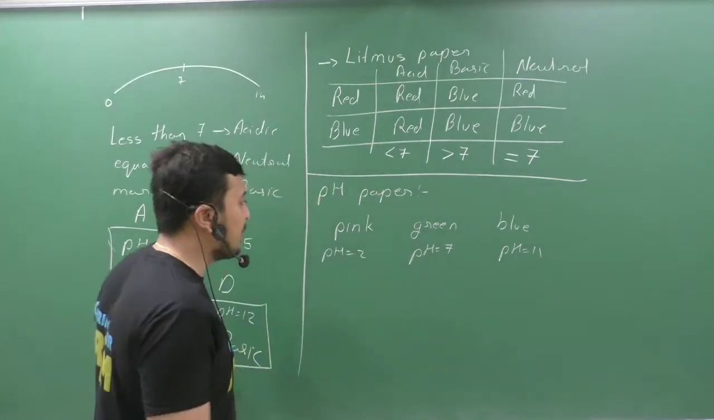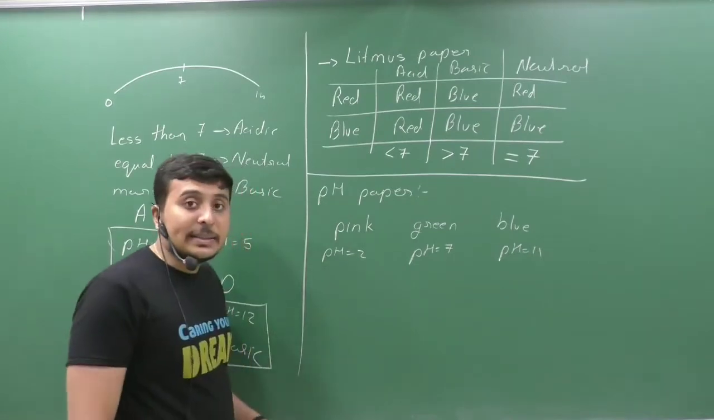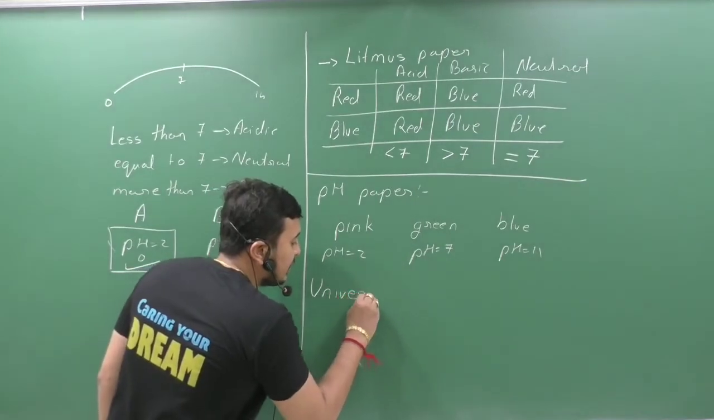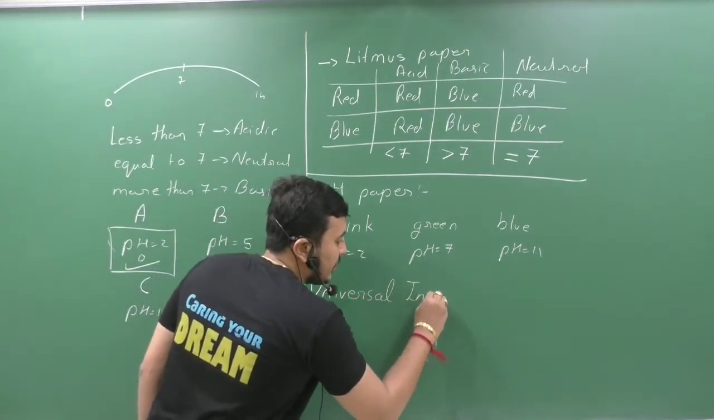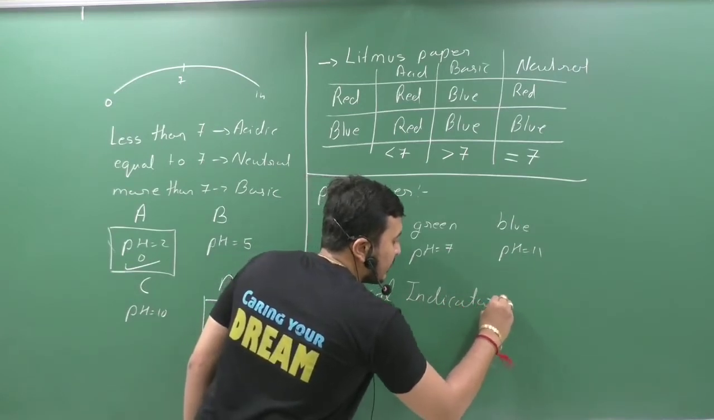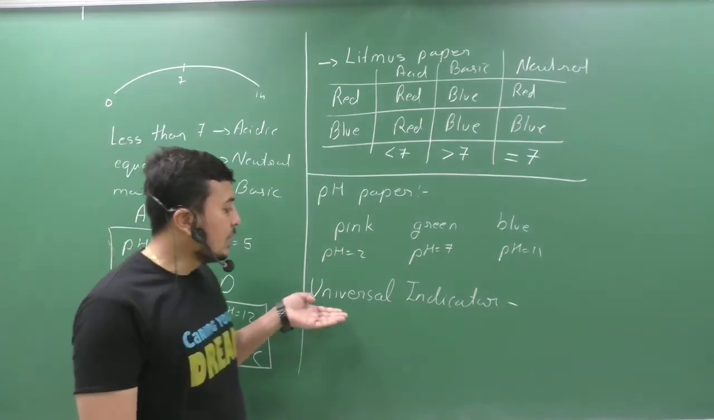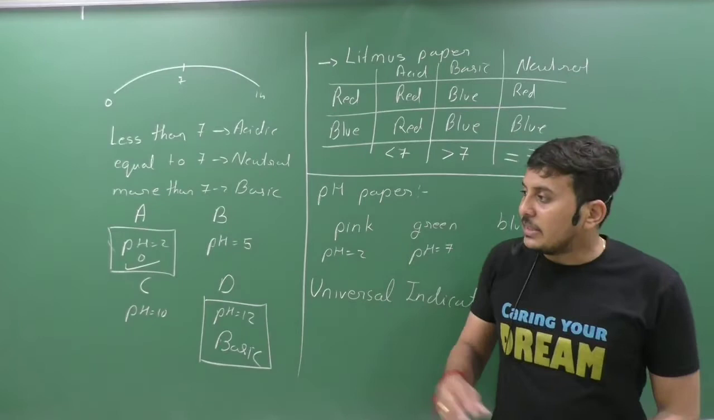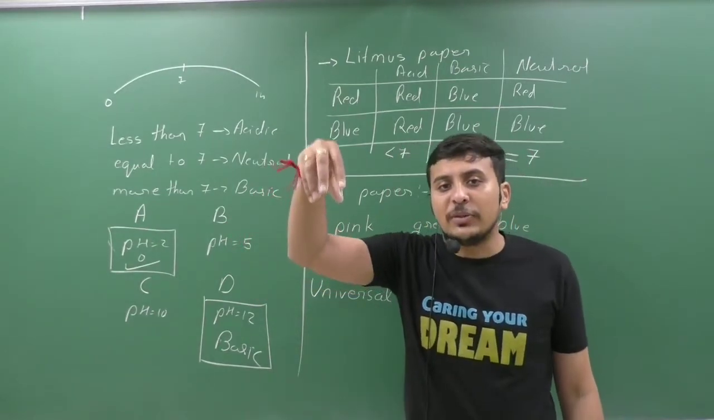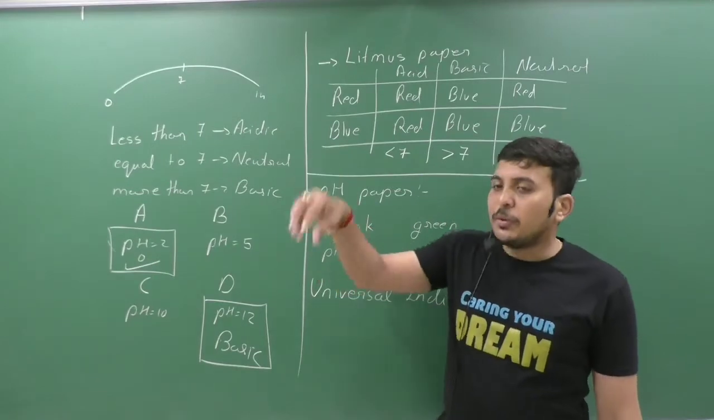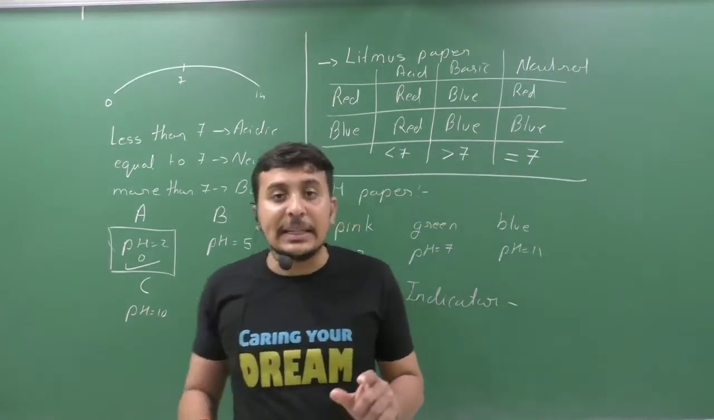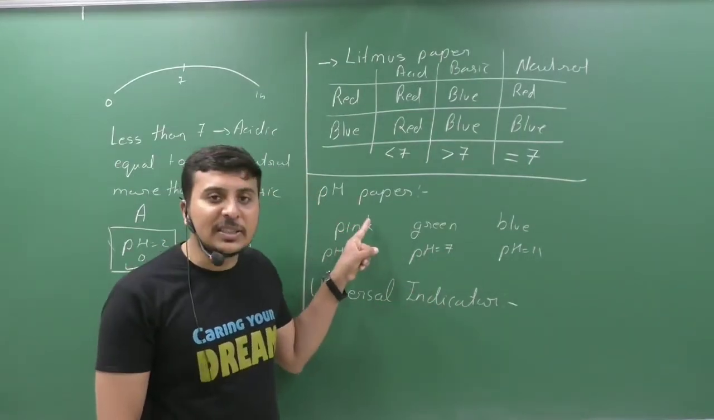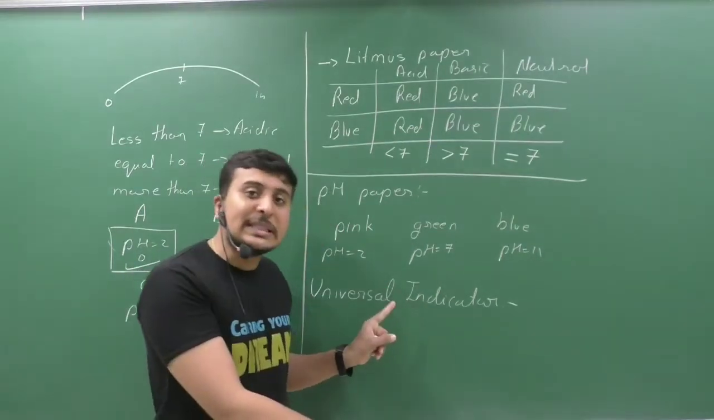Now besides pH paper, we also have a third indicator known as universal indicator. Clear? Universal indicator is a liquid solution. As and when we add a few drops of universal indicator to any solution, the color of the solution changes. Here the color of the paper changes, but because of universal indicator, the color of the solution changes.